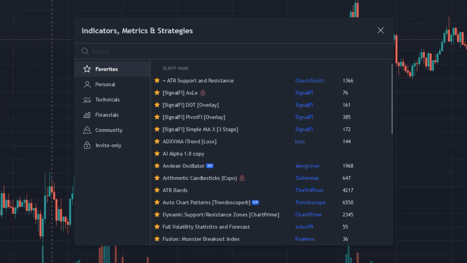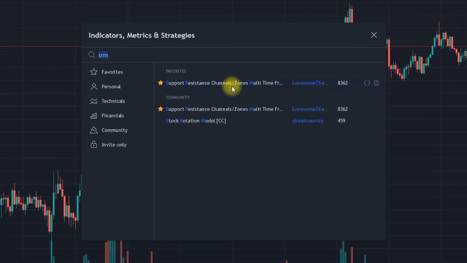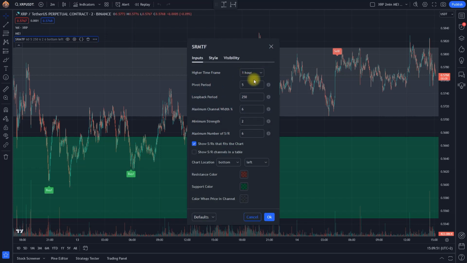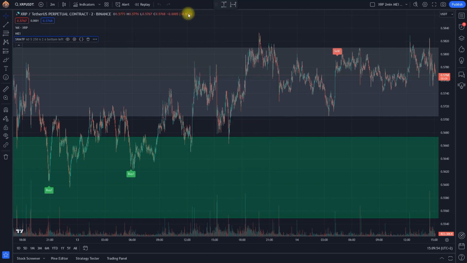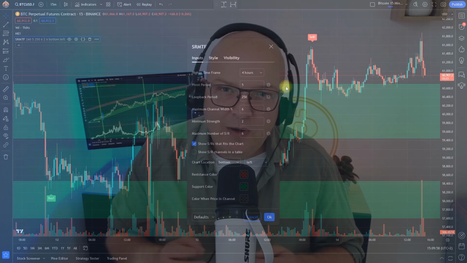We can get an overview of these higher time frame areas of support and resistance by either drawing them manually onto our chart or by using, for example, an indicator called Support Resistance Channel Zones Multi-Time Frame, which is freely available on TradingView. For the 2-minute charts I am trading, I always choose to display support and resistance zones from the 1-hour time frame, for the 15-minute Bitcoin chart from the 4-hour time frame. Play around a bit with the indicator to find a setting that best suits your own trading style.